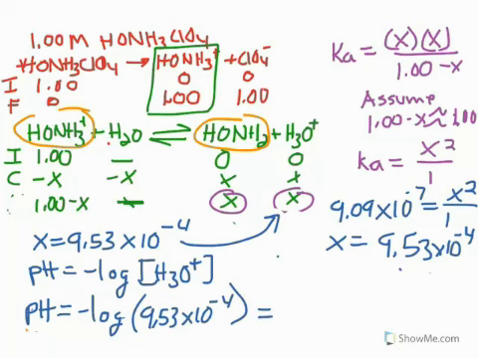So that should be between 3 and 4. So we take the negative log of 9.53 times 10 to the negative 4 power, and I get pH is equal to 3.021. Circle our answer. We're good. Okay, so there you have it, four different methods. This is the fourth one.